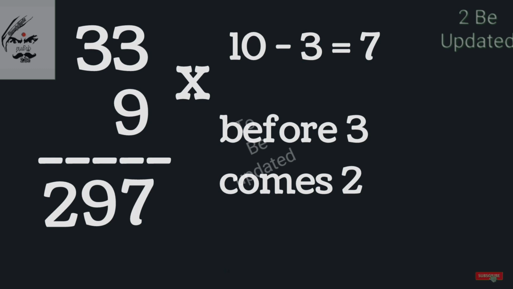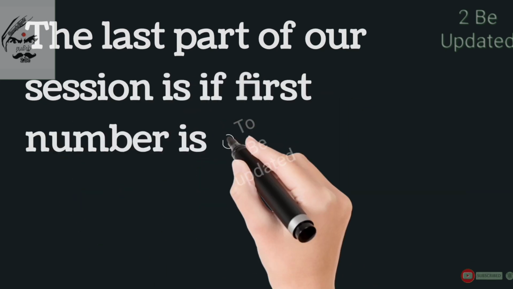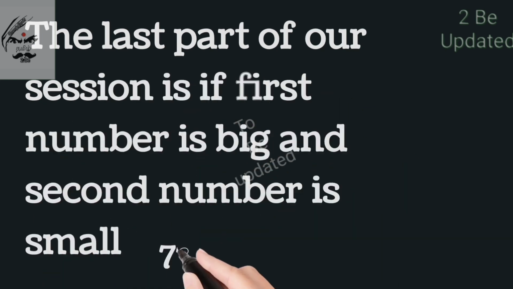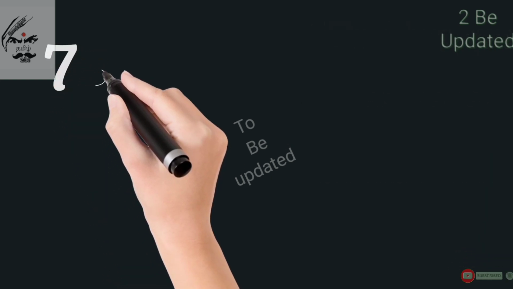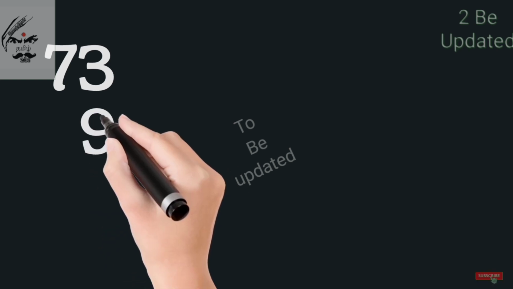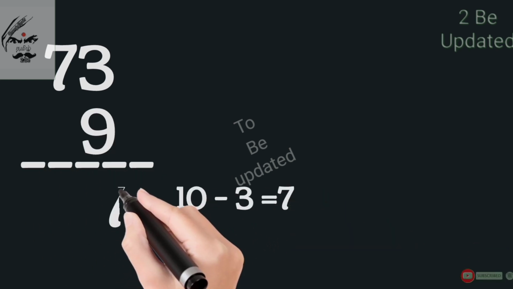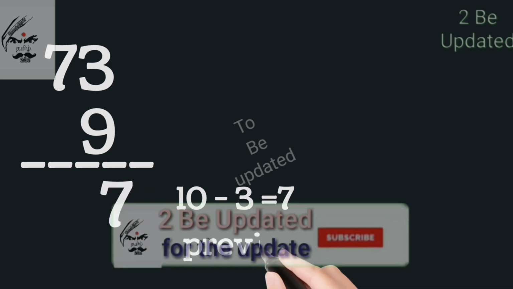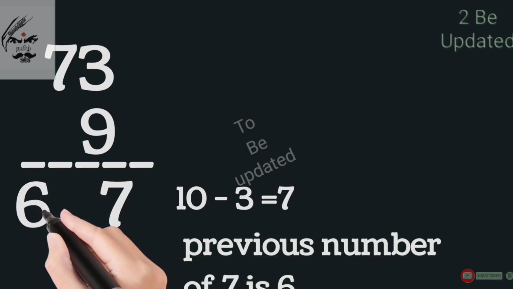You will understand. Okay, now we are moving to the last part of our section, that is a 2-digit number where the first number must be big and the second number must be small. So make sure that the first number is big and the second number is small. 73 nines are. Now the unit digit is 3. So we subtract 10 minus 3 is 7. First we put the unit digit 7, and the previous number of 7 is 6.